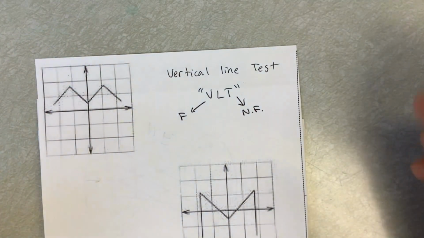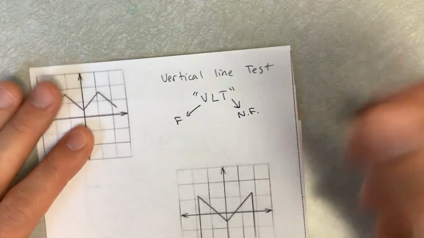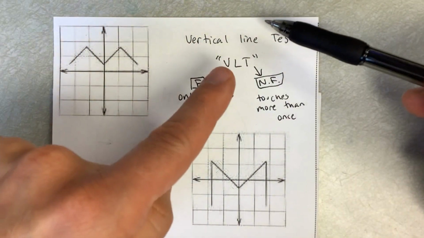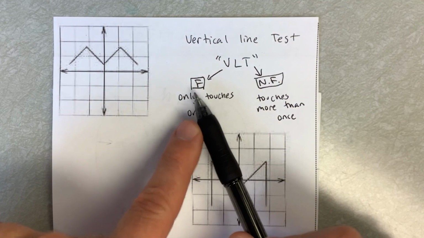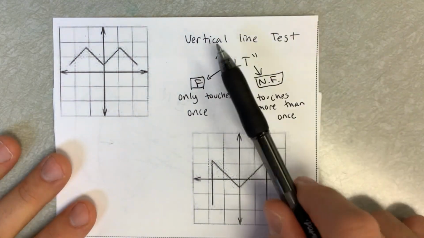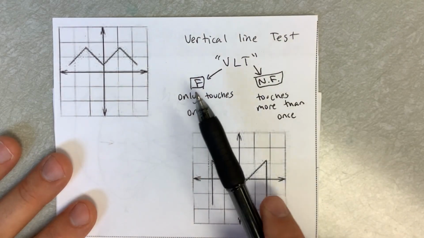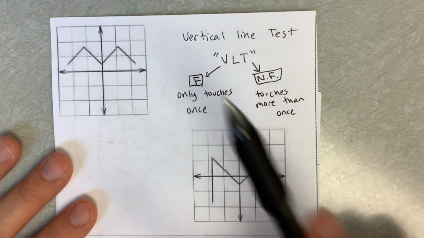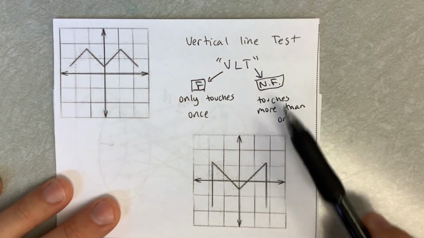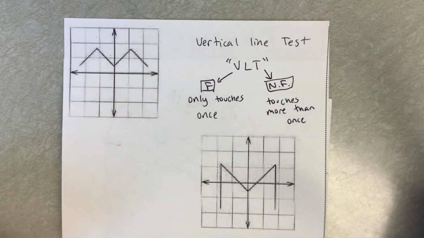And this is all you look for. You're going to draw a bunch of vertical lines. The vertical line test is going to help us when we have graphs. It'll either tell you, yes, function, or no, not a function. The way we know this is that when you draw your vertical lines, if the vertical lines only touch one time, it's a function. If you have a vertical line that touches more than once, then it's not a function. And that's what we're going to look for.